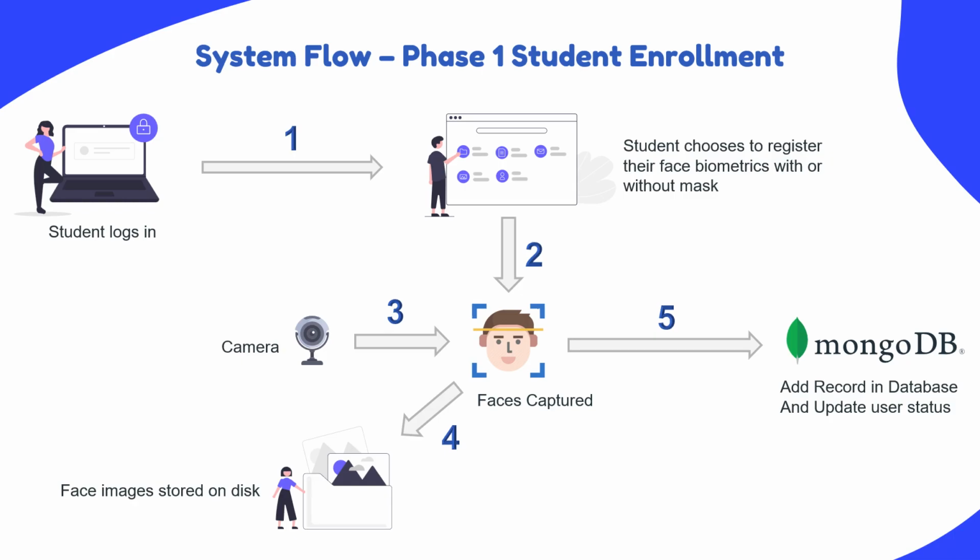In the first phase, students log in and choose to register their face biometric with or without a face mask. 100 samples of face images are captured using the available webcam or camera connected to their device. These face images are stored on disk and a record is added to the cloud database, and the status of the user is also updated.